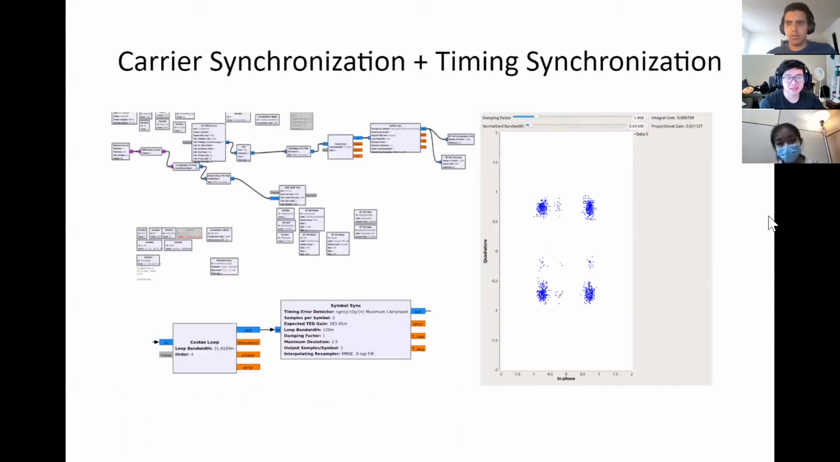And we tested the timing and carrier synchronization signal processing blocks in an over-the-air QPSK communication system using 2 software-defined radios. As the constellation diagram on the right shows, there are 4 distinct points on the constellation diagram, which indicates accurate reception of the signal due to the synchronization blocks.